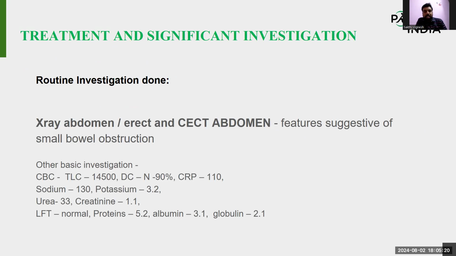Treatment and significant investigations. Only the relevant investigations are stated here. X-ray abdomen erect and CT abdomen taken showed features suggestive of small bowel obstruction. Other basic investigations showed mild sepsis, with total count elevated at 14,500 with predominantly neutrophils 90%, and CRP was 110, sodium was 130, potassium was 3.2, urea was 33, creatinine was 1.1. Liver function was normal with proteins of 5.2, albumin 3.1, and globulin 2.1.